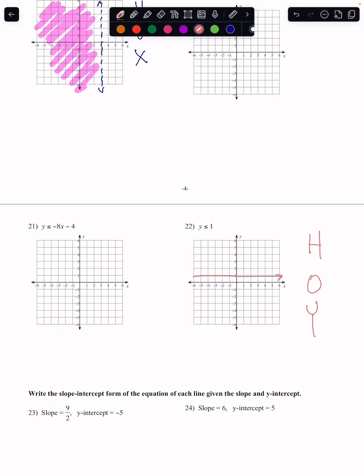Let's move right on. I don't want this video to be too long. Write the slope-intercept form of the equation of each line given the slope and the y-intercept. All right, these are easy ones.